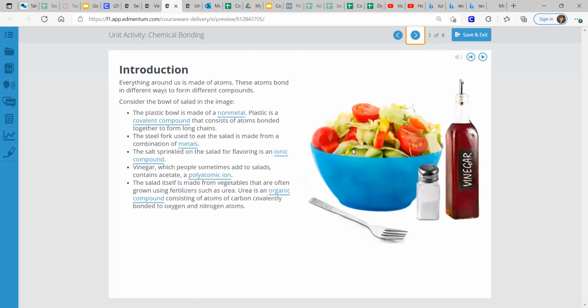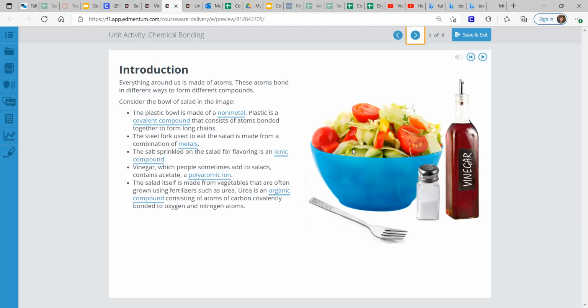If you look around you at this very moment, everything around you is made of atoms. The computer screen you're looking at, the microphone I am talking into right now, yourself, your hands, your body, the room you're sitting in, the food you may be consuming, all of it made of atoms. And these tiny little atoms bond in different ways to form different compounds.